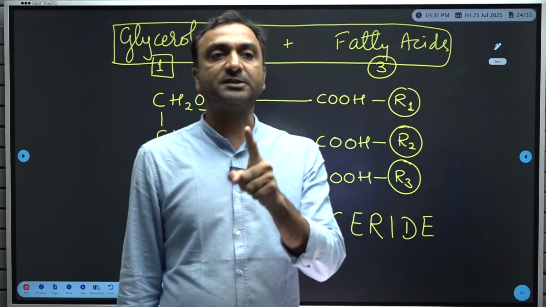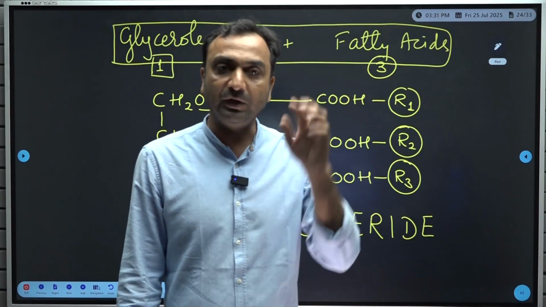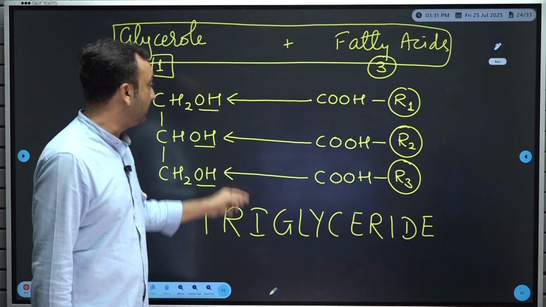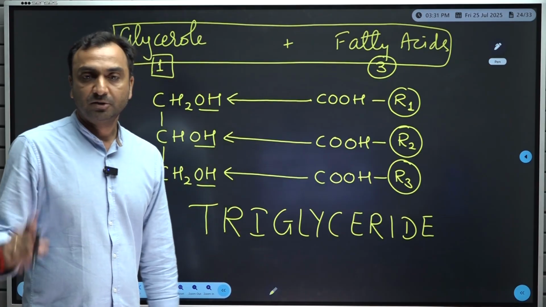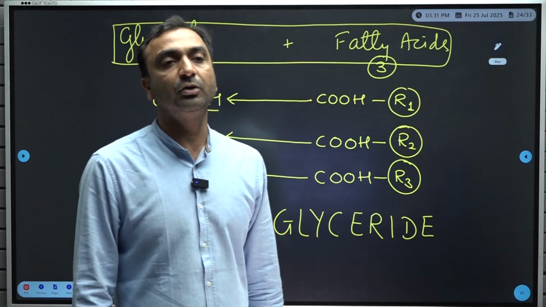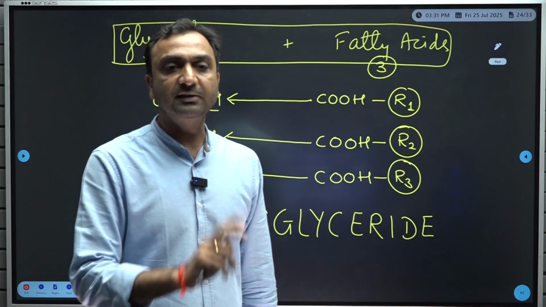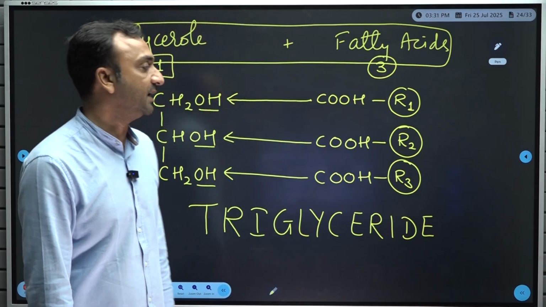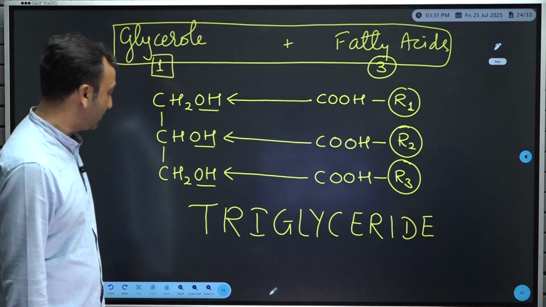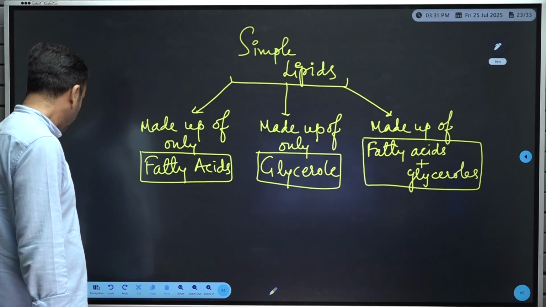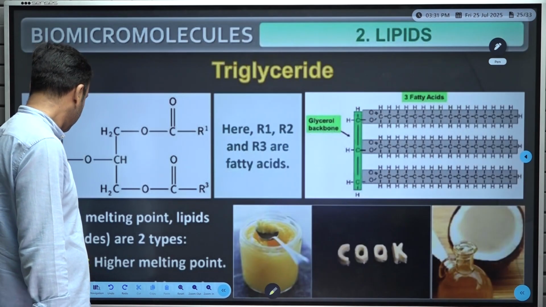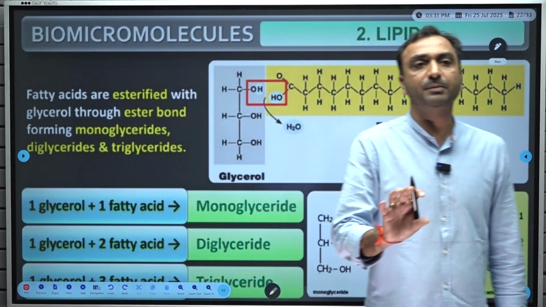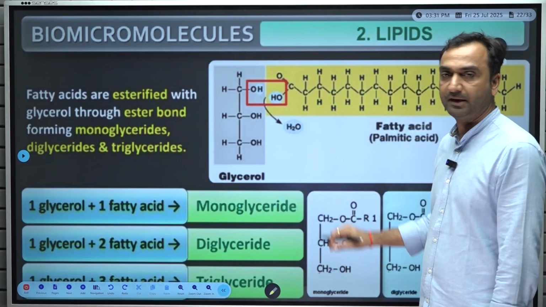So when first fatty acid joined with the glycerol, it is called monoglyceride. How is this? Tri, because 3 are attached. So first when fatty acid joins, it is called monoglyceride. Second when it attaches, it is called diglyceride. And third when it attaches, it is called triglyceride. So that's how you are supposed to remember these. It is given here, nothing to worry. Everything is mentioned here, right, in this slide.